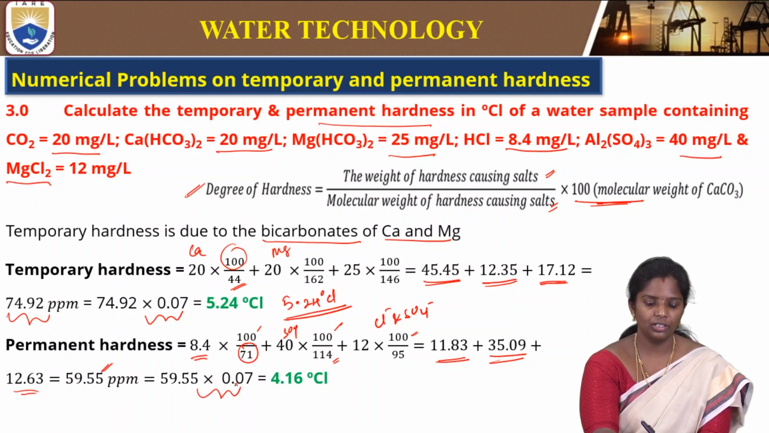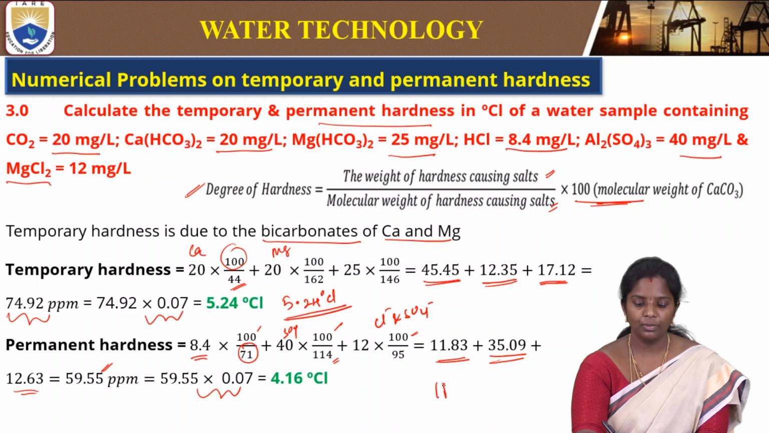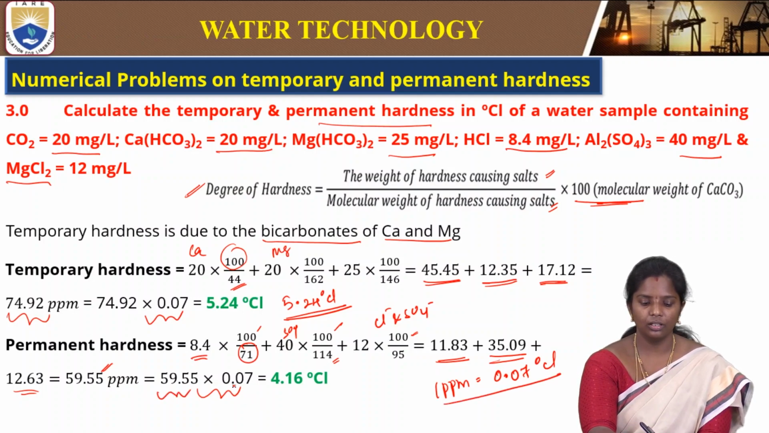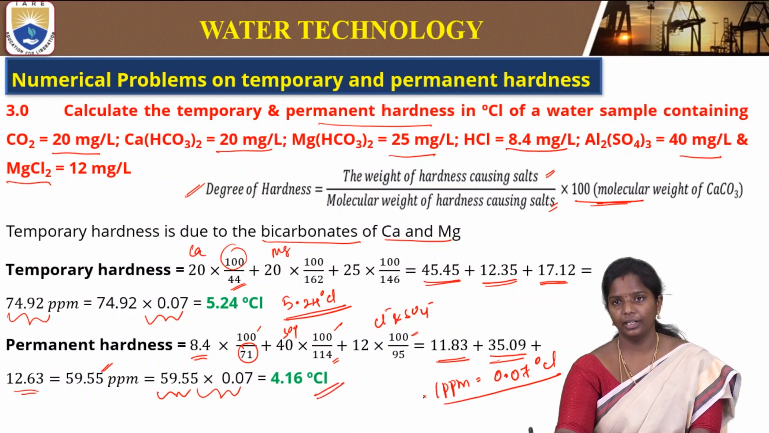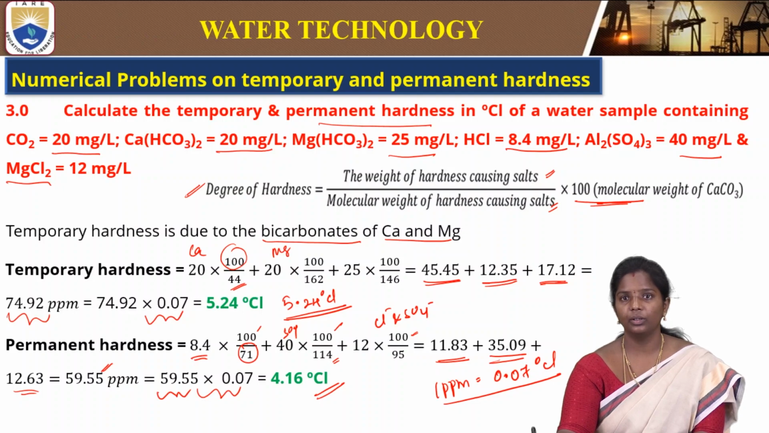So for conversion, we have to multiply with degree Clarke. 1 ppm is equal to 0.07 degree Clarke. Therefore, this many ppm multiplied by 0.07 gives 4.16 degree Clarke. So this is how we have to convert from ppm or mg per liter into degree Clarke.